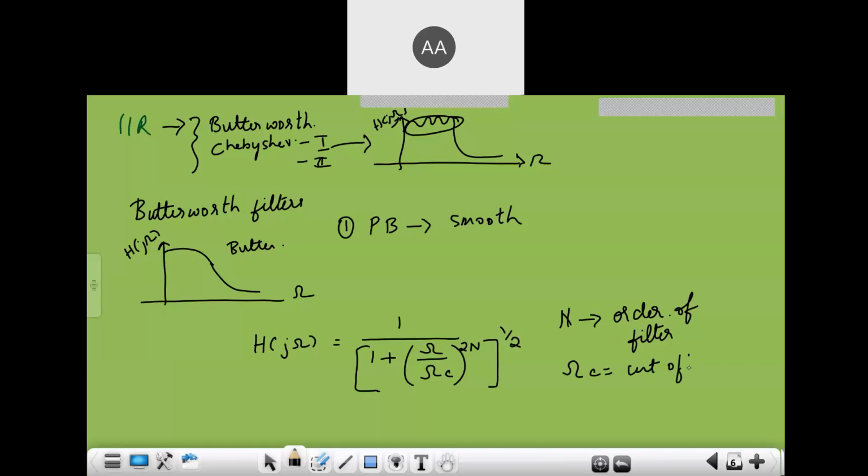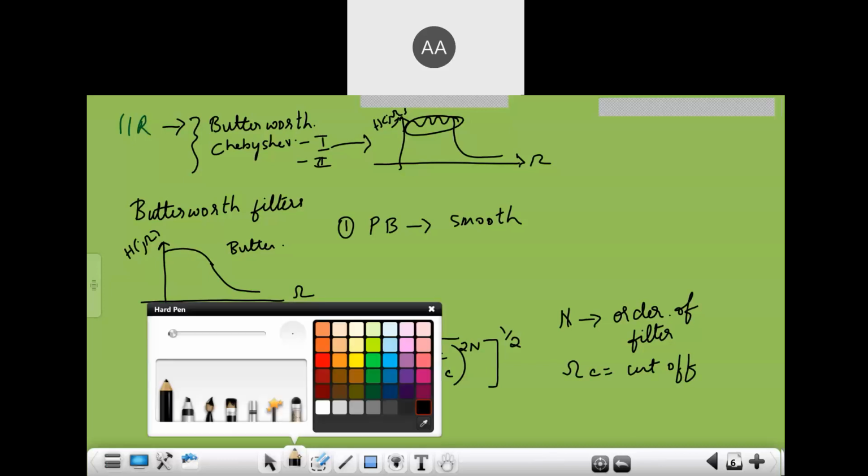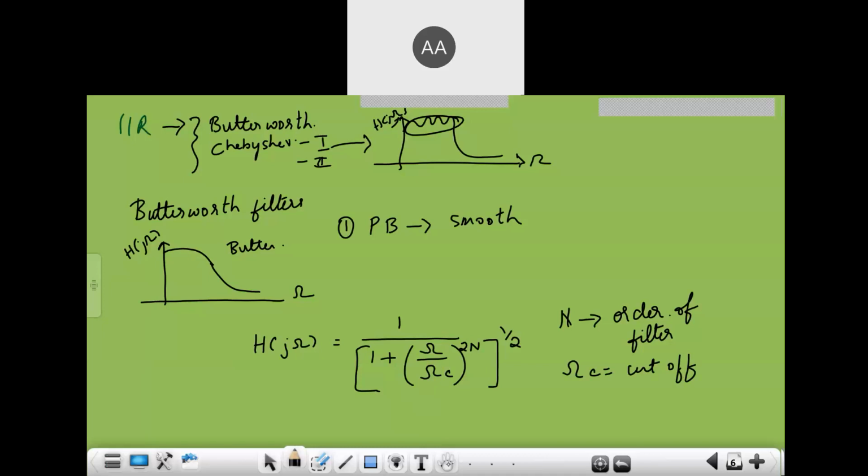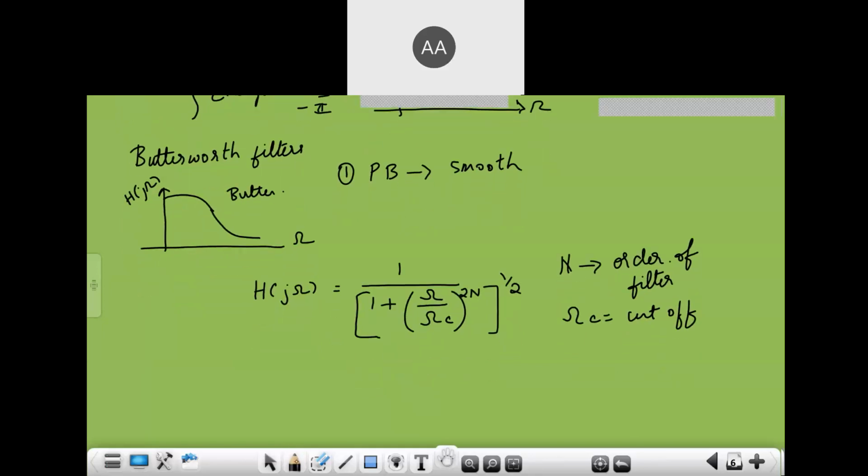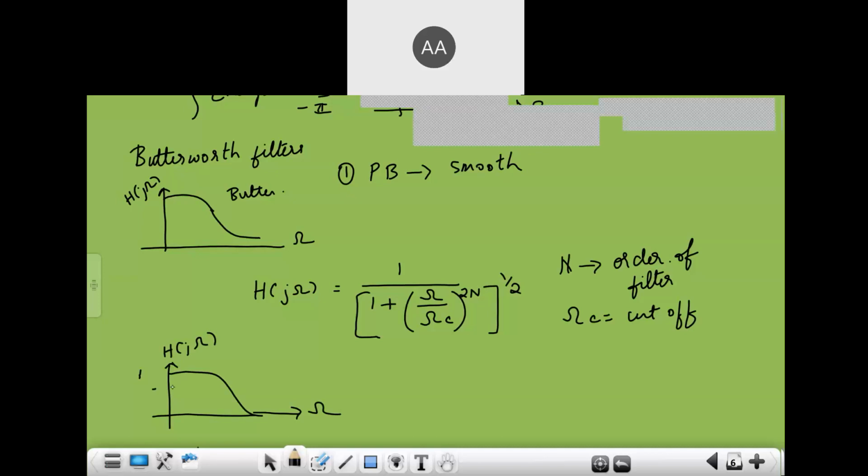Actually, in your LIC or in your AEC and all, you would have studied, right? What do you mean by cutoff frequency? That means, suppose I have a filter with unit magnitude. Magnitude is 1. Okay. This is the low pass filter I have. Say this is what is given. Okay. So I will take 1 by root 2 of 1. 1 by root 2 of 1 is nothing but 1. Right.